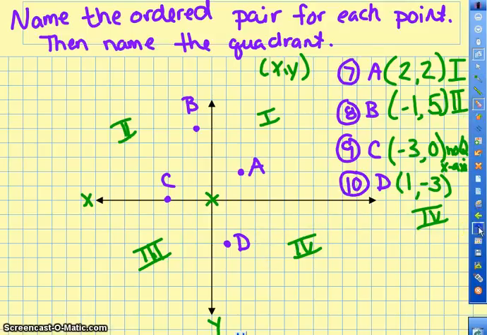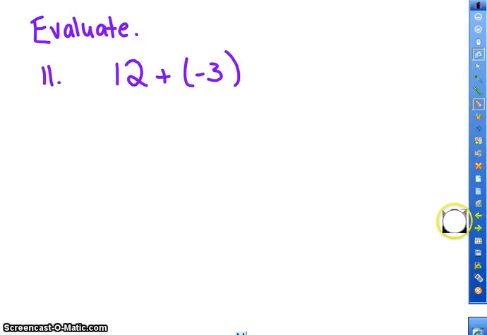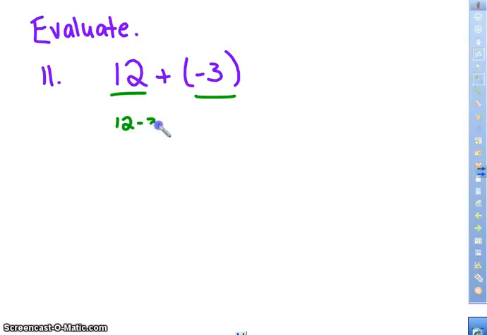Okay. Now I'm going to evaluate. Okay, and if you remember our rules that we have for evaluating, I have a positive and a negative number. So when they are different signs, it's like subtraction. So I'm going to take 12 minus 3, which is 9. And now I'm looking at my numbers and I have a positive and a negative. Which one is furthest from 0? Well, it's the 12. So my answer would be a positive 9.